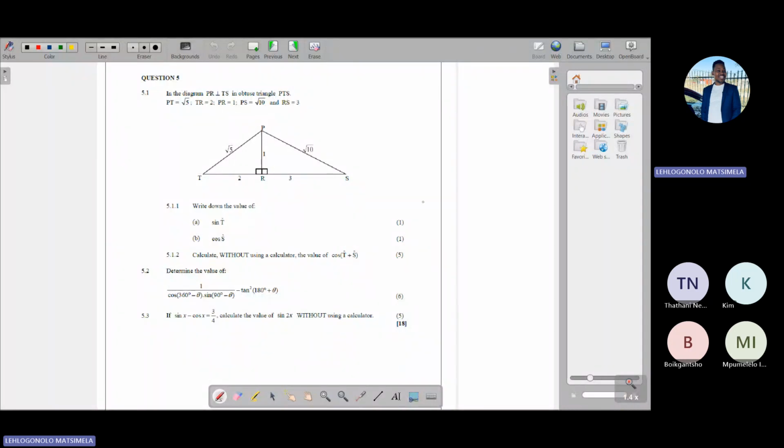They say that in a diagram, PR is perpendicular to TS, and PTS is an obtuse triangle. Then PT is equal to root 5, TR is equal to 2, PR is equal to 1, PS is equal to root 10, and RS is equal to 3. So in other words, you are given all the sides of this triangle. The tricky part is they can ask you to find the angles.